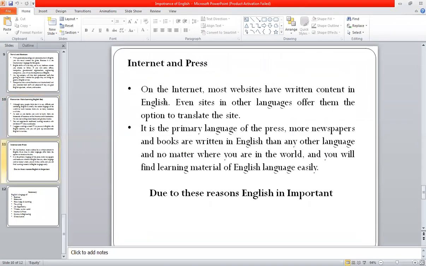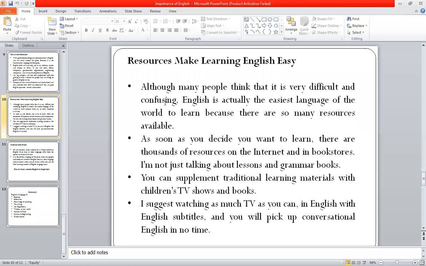Yes. So we were discussing the third point. You can supplement the traditional learning material with children's TV shows and books also. There are many children's TV shows like Cartoon Network or Pogo or other channels. Disney Channel is also there. So if you want to learn this language from the basics, if you want to get basic knowledge of the basic grammar of this language, then it's very useful.